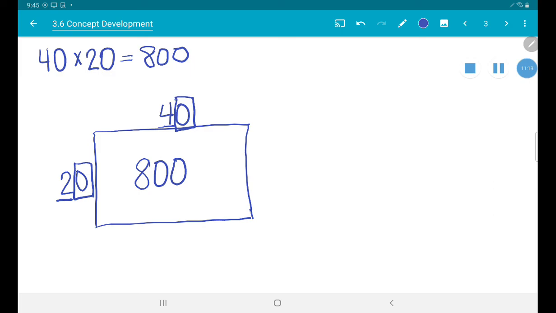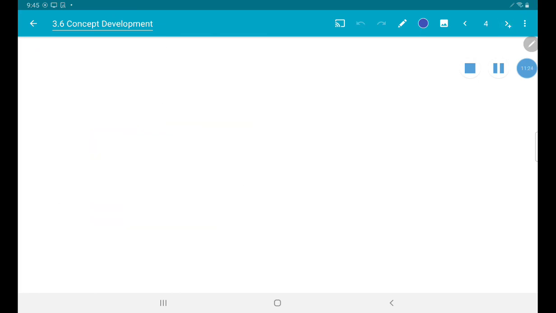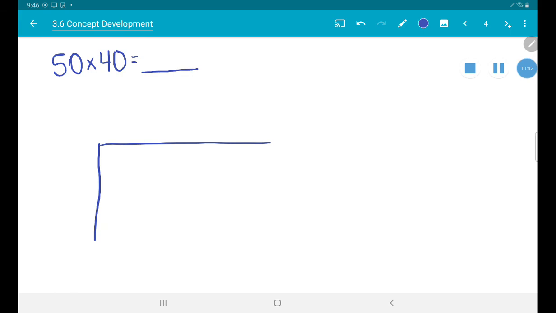Erase it. Yep, go ahead and erase. This time I want you to multiply 50 times 40. 50 times 40. And let's draw an area model. My longest side's going to be 50, and my short side will be 40. What do I need to do first, Cash?